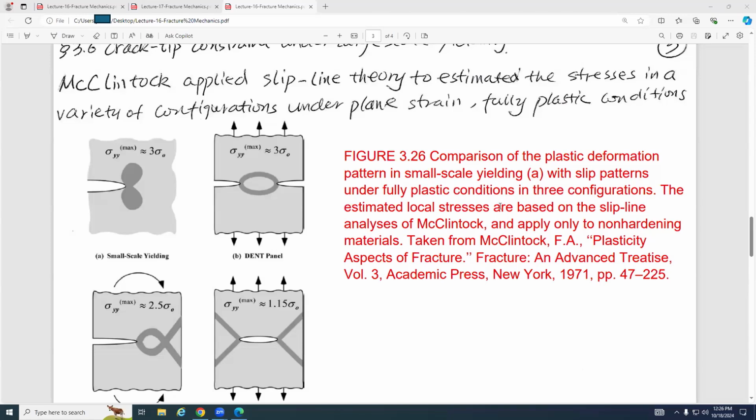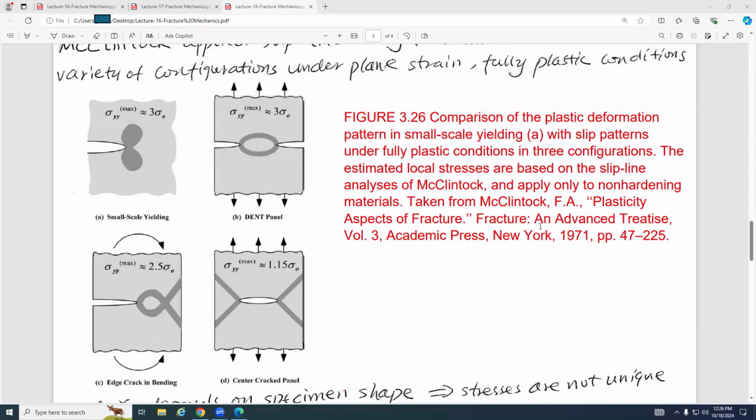The estimated local stresses are based on the slip line analysis of McClintock, and apply only to non-hardening material. This is from a paper, a master treatise, from 1971. So this paper is even older than me.